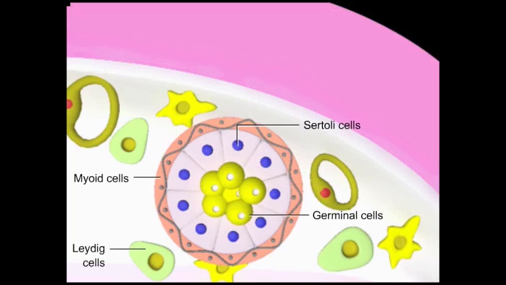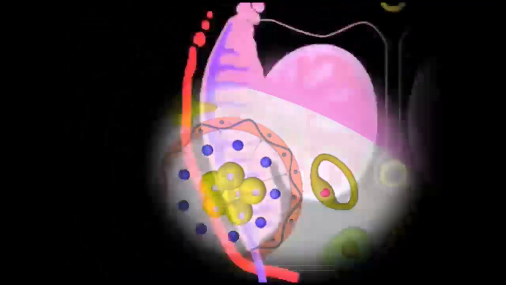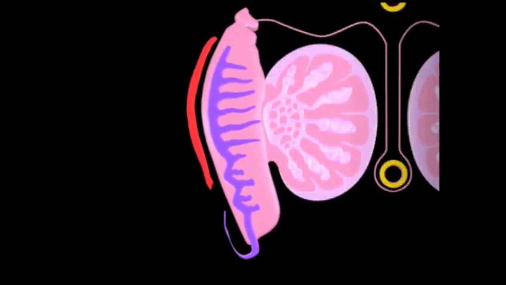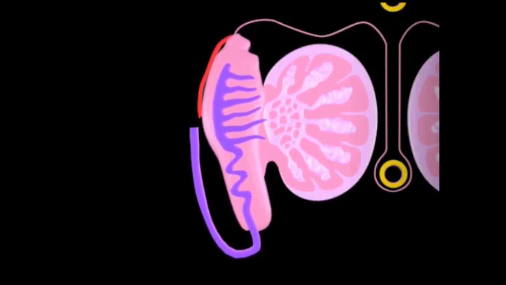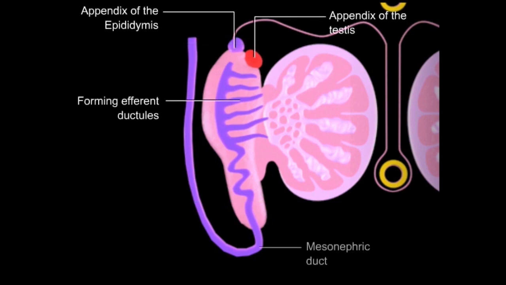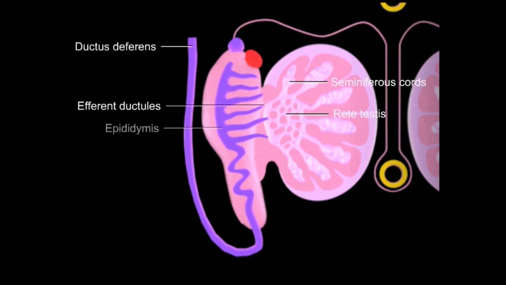The seminiferous tubules are separated from each other by mesenchyme that produces interstitial or Leydig cells. By about week 8, the Leydig cells begin to produce testosterone and androstenedione. These androgenic hormones induce masculine differentiation of the internal sex organs and the external genitalia. For instance, the mesonephric duct becomes the ductus deferens.